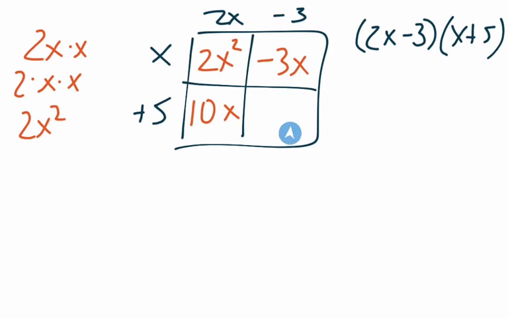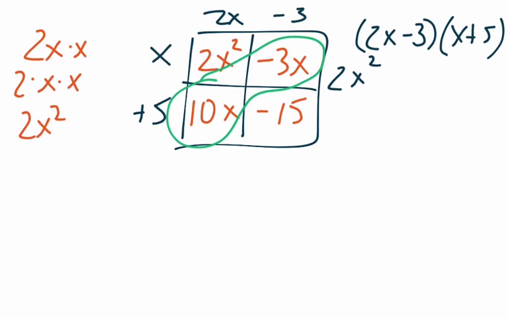And then positive 5 times negative 3 is negative 15. And then, not 100% of the time, but most of the time, when you look on those diagonals, those will be your like terms. And so to get the area of the whole box there, we would add the individual areas up. So we would have 2x squared. You can combine these in your head if you want. So 10x minus 3x is 7x. And then we have the minus 15.